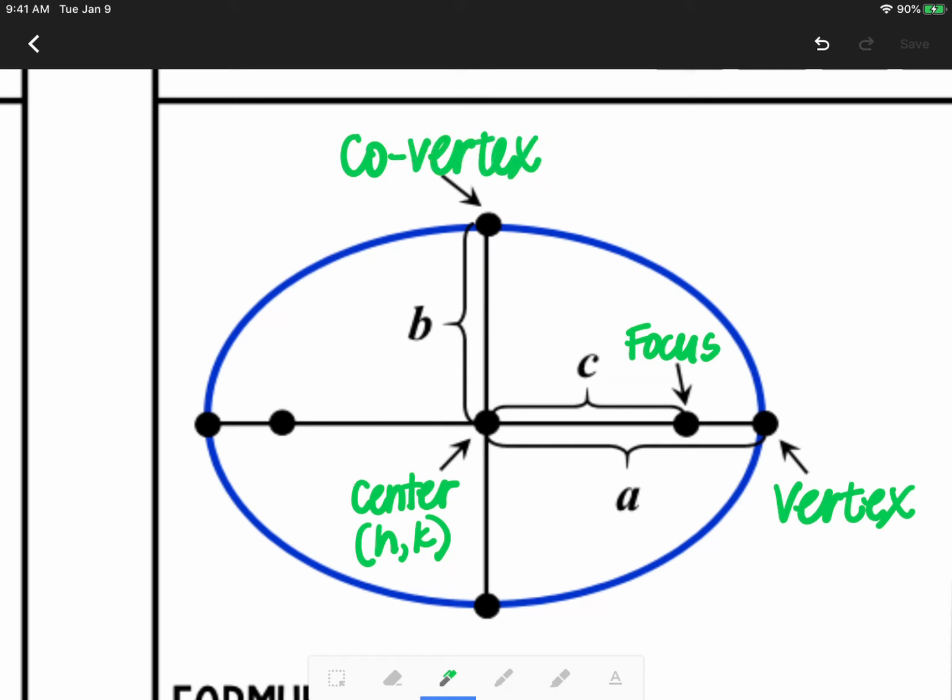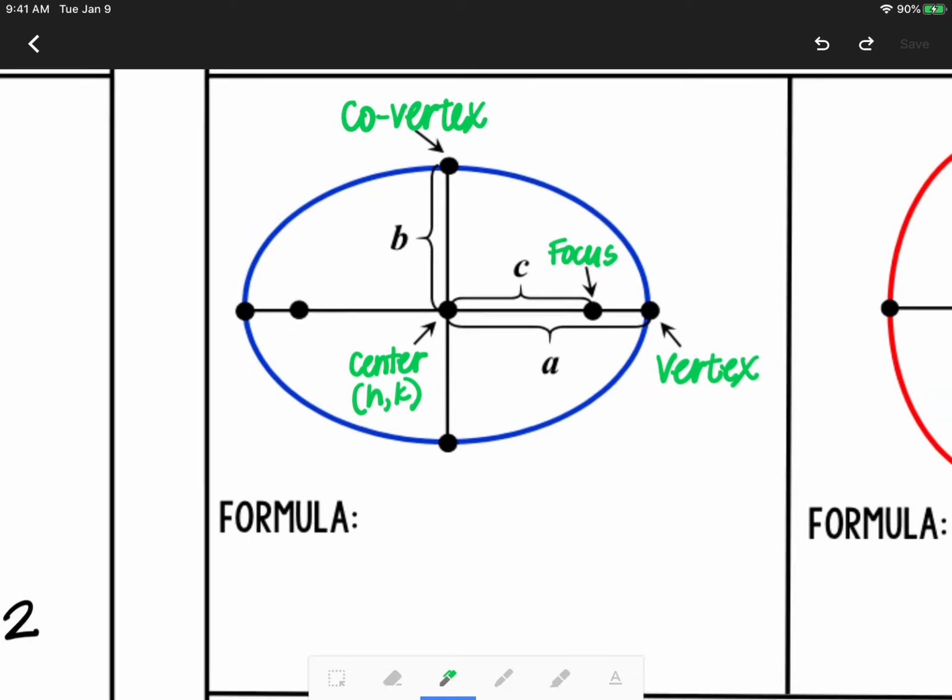The shorter of the two is always going to be called our co-vertex. So A will extend us to the vertex, that's going to be the larger of the two numbers, and B will extend us to the co-vertex, that's going to be the smaller of the two numbers. So let's write the formula out for this one.